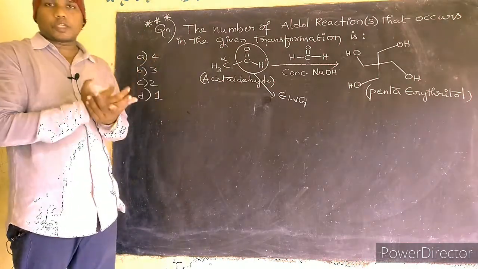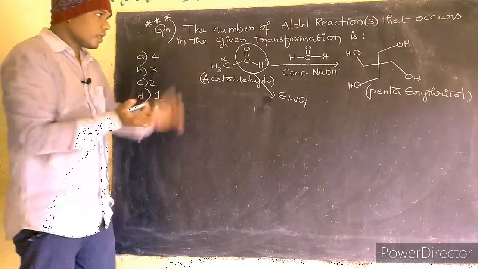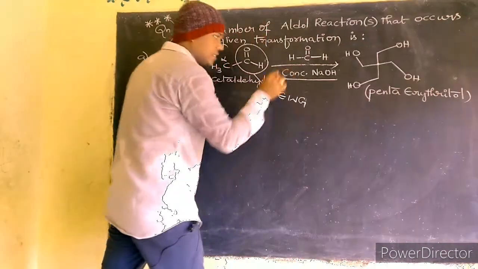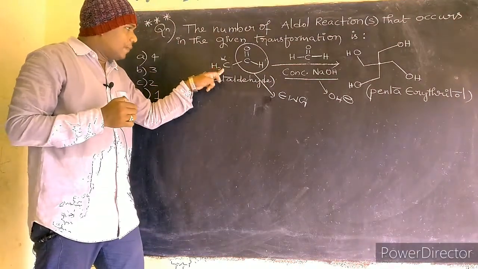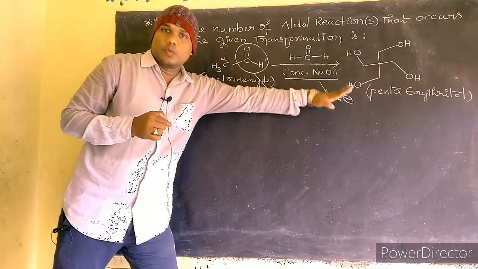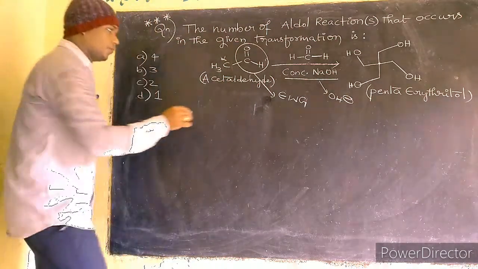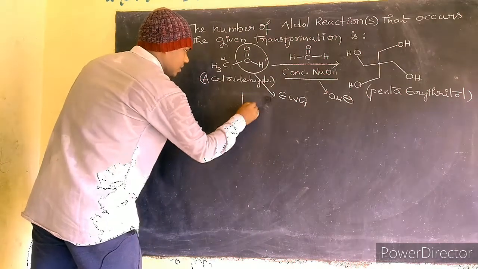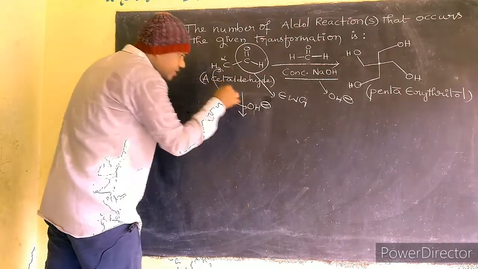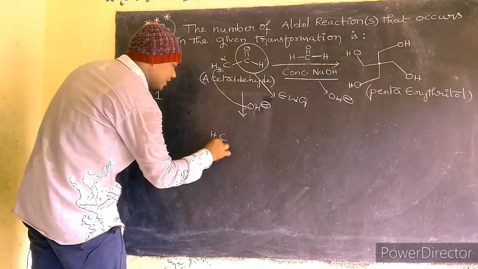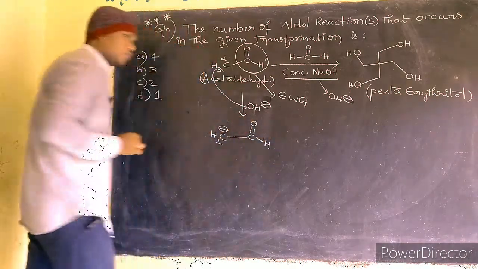Next, is there any base or electrophile or nucleophile? Yes, concentrated NaOH releases OH minus ion, which means this proton will be attracted by this OH minus base. So one case is solved. Taking the OH minus ion, this alpha hydrogen is attracted by OH minus, and it will be converted into CH2 minus charge and C double bond O hydrogen as usual, correct?